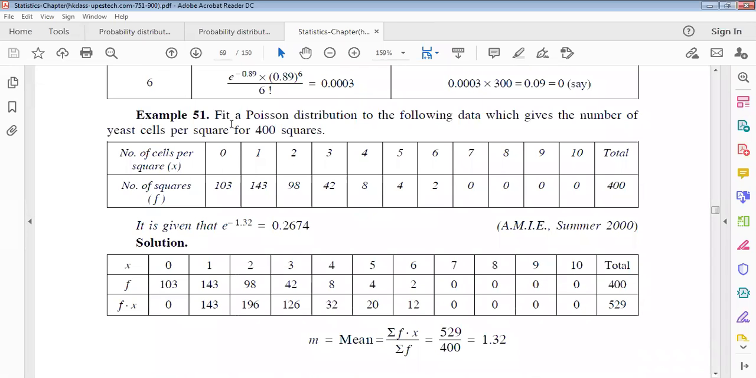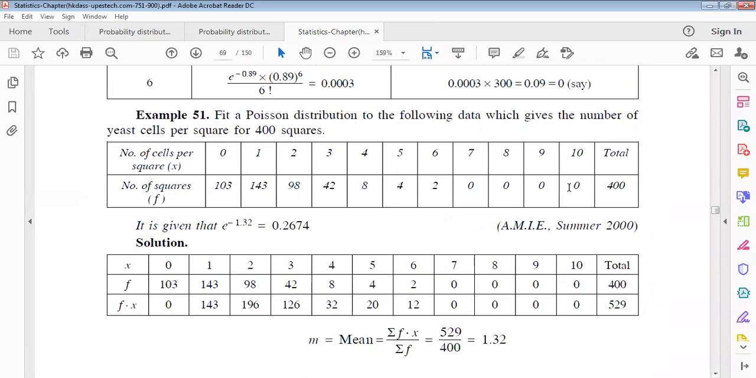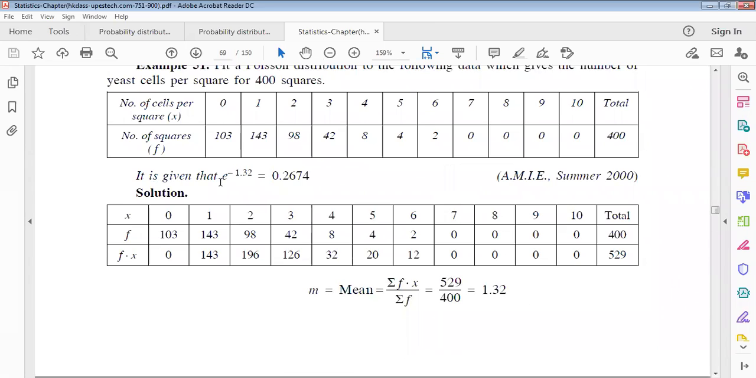Now, with a similar process, fit a Poisson distribution to the following data, which gives the number of yeast cells per square for 400 squares. The number of cells per square is 0 to 10, and the number of squares is given, with a total of 400. If we take the sum of this, it will be 400. It is given that e to the power minus 1.32 equals this.